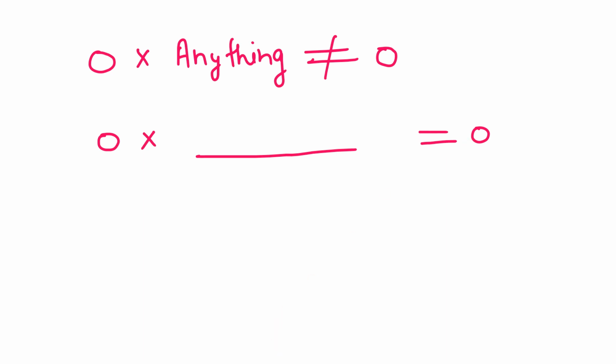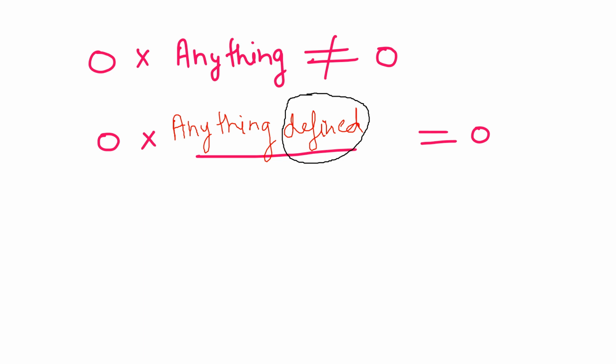So for that, 0 multiplied by anything defined is equal to 0. Here the term "defined" is very important. Firstly, I recall that 0 multiplied by anything is not equal to 0, so it is a correct statement. But 0 multiplied by anything defined is equal to 0, and this is also true. There is a difference, so I give you one example that is adequate for you.